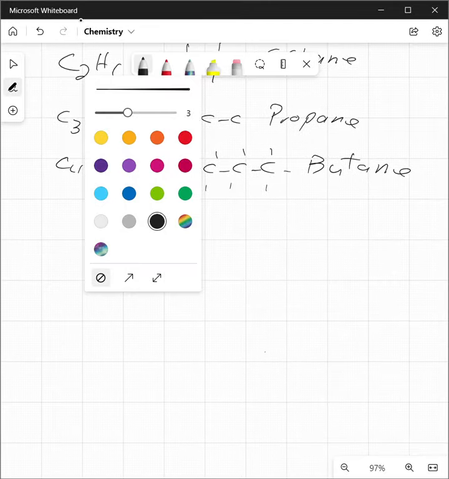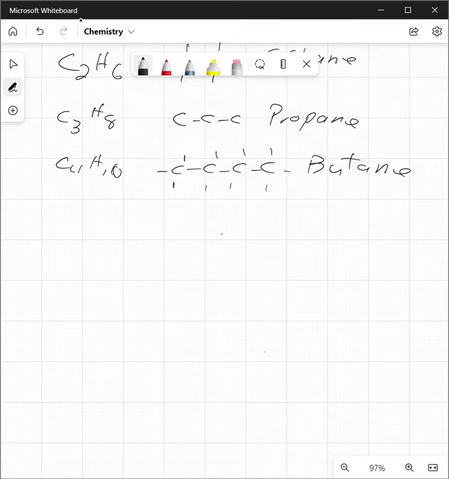So let's check. Both those carbons have their 4 bonds. We have 1, 2, 3, 4 bonds. And to this carbon here, 1, 2, 3, 4. So it's got all of its covalent bonds, right? 2 carbons, right?